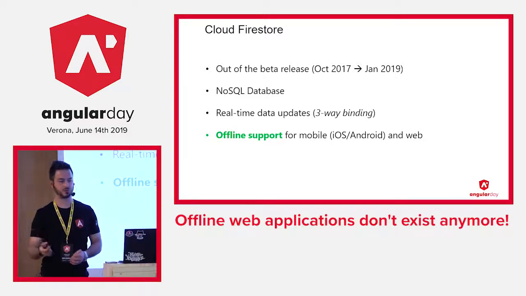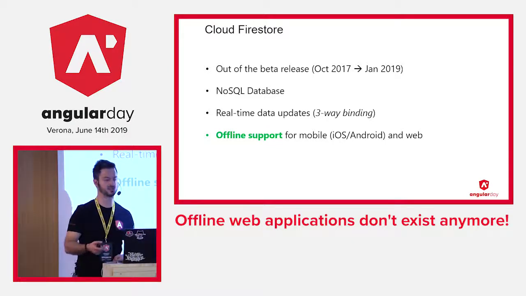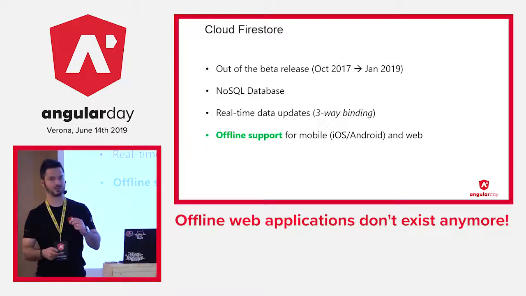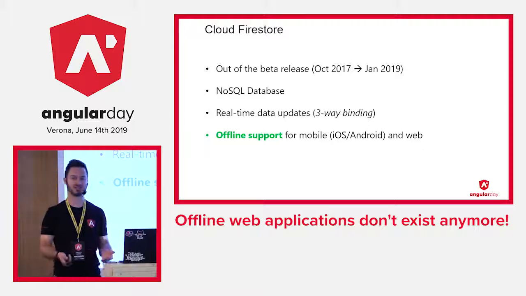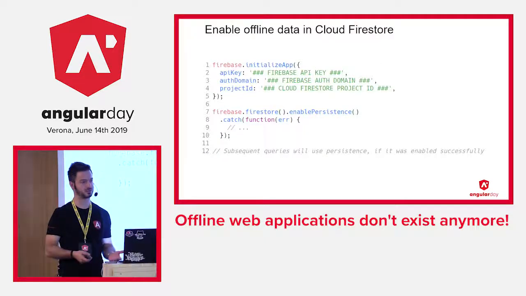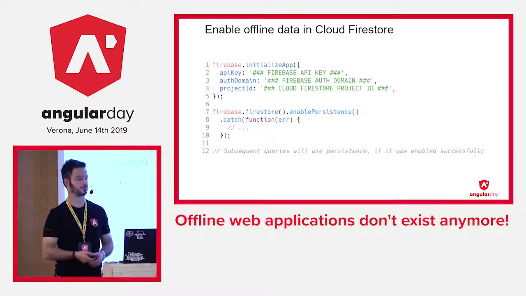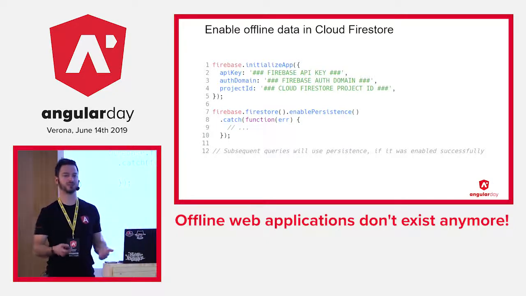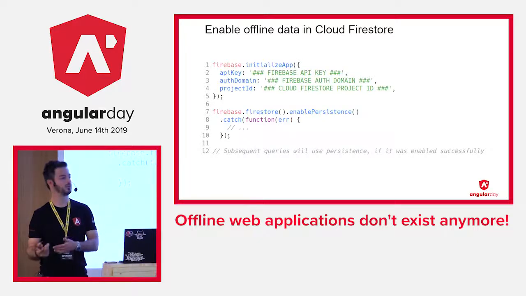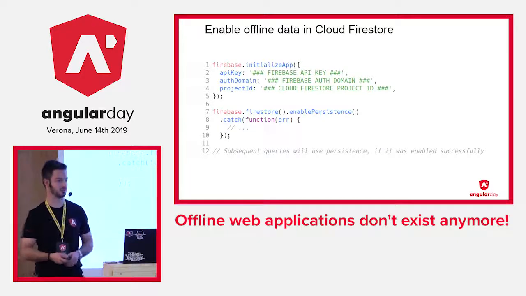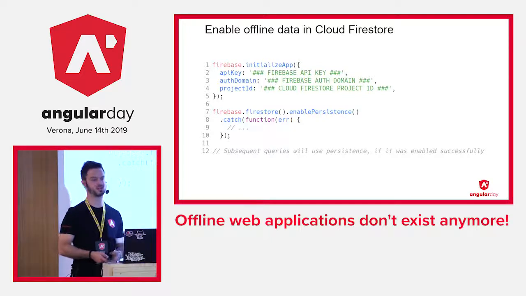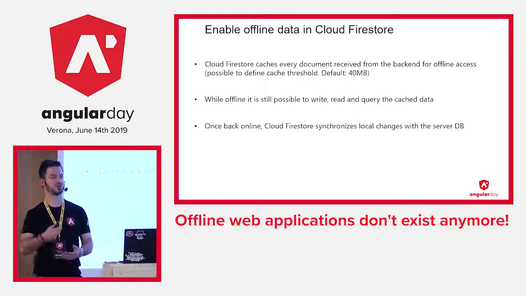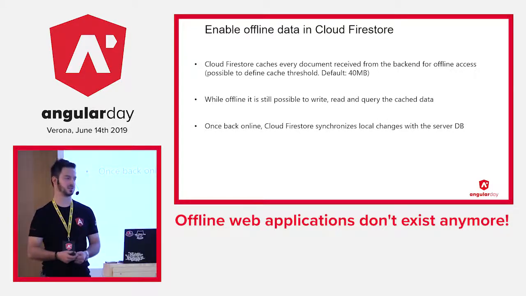Offline support was introduced not only for mobile, but also for the web with Cloud Firestore. And to activate it in our web application is quite easy. We just have to call one method called enable persistence. That's it. We have to do it explicitly for web applications, while for mobile development, this is already active by default. Once we invoke this method, Cloud Firestore will start caching locally all the documents that you receive from the server.